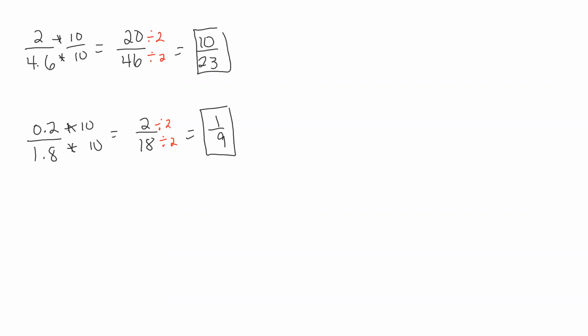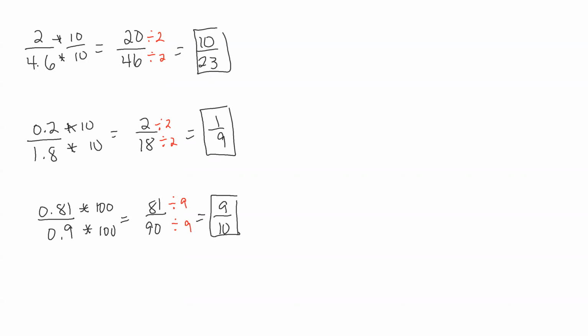One last example, let's say we have 0.81 over 0.9. Well, in this case, I need to get rid of 2 decimal places, so I'm going to multiply top and bottom by 100. That's going to give me 81 over 90. And I know that 81 and 90 are both divisible by 9. So I'm going to divide both parts by 9, and I'm going to get 9/10. And there you have it.